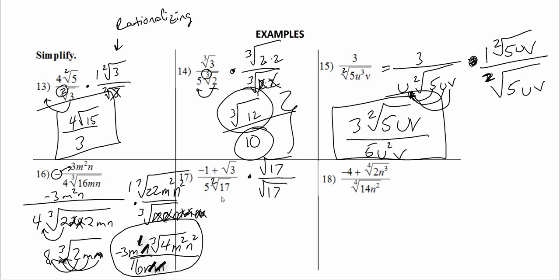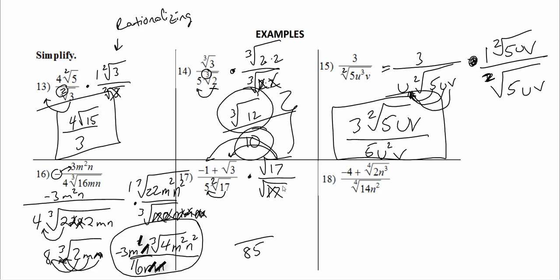So now on the top, or let's do the bottom first. I have 2 17s, so 1 comes out, the other one gets crossed out. So my denominator is 5 times 17, which is 85. Now my numerator, I have what? I have a binomial and a monomial. So I'm going to distribute this square root of 17 with the 1 and the 3. So I'm going to multiply this times this, and this times this.